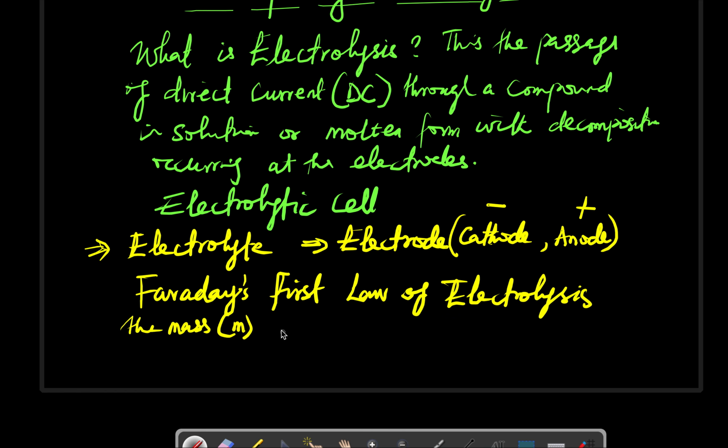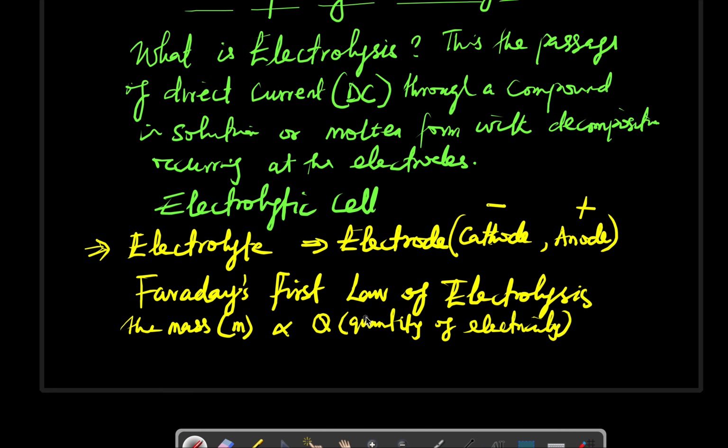So the mass of an element deposited, I'm talking about the first law, please write it down. The mass of an element deposited during electrolysis is directly proportional to the quantity of electricity. This Q here is for quantity of electricity. All right. So remember I said that the mass of an element deposited during electrolysis is directly proportional to the quantity of electricity that passed through the electrolyte.